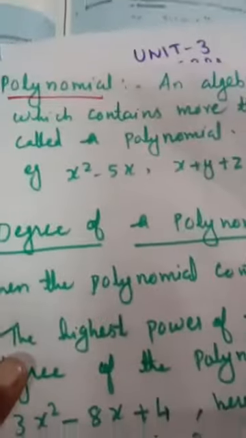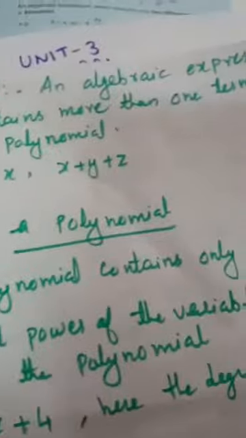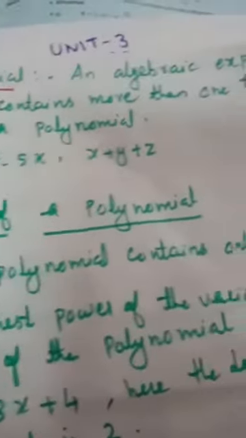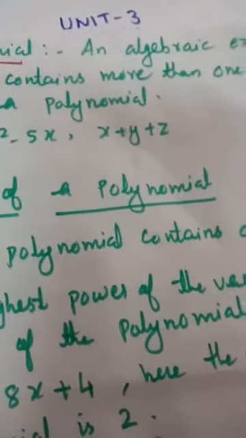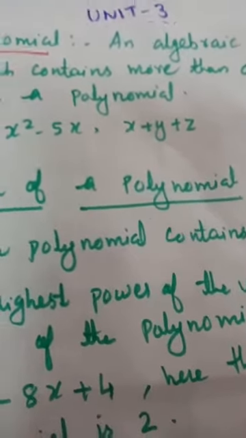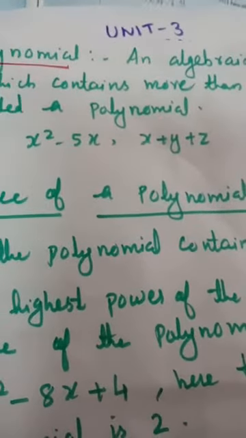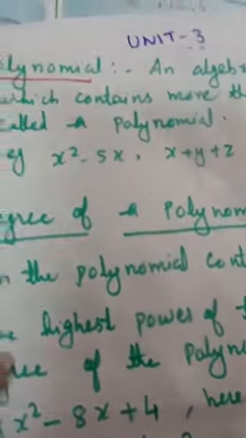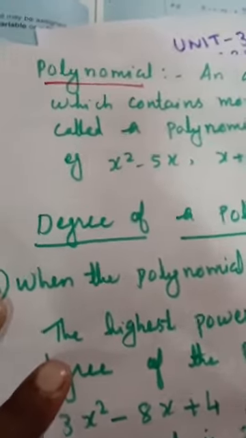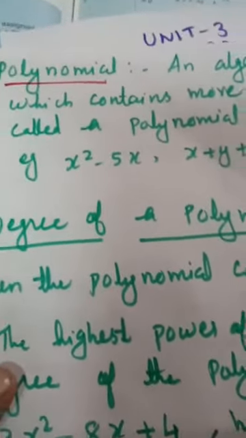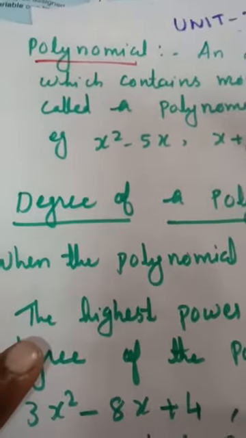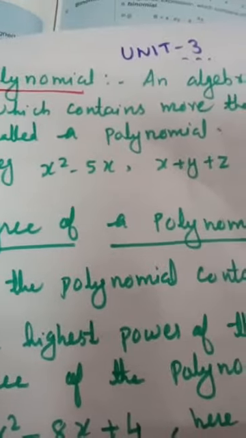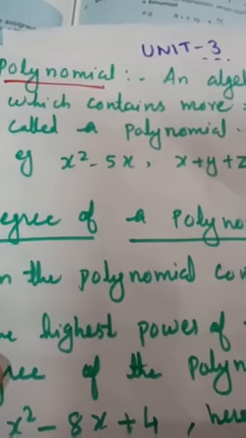Next heading, polynomial. Polynomial means an algebraic expression which contains more than one term. All binomials, trinomials, etc. are called polynomials. Polynomial means it contains more than one term. Monomial means one term, binomial means only two terms, trinomial means three terms. But in general, an algebraic expression which contains more than one term is called a polynomial.